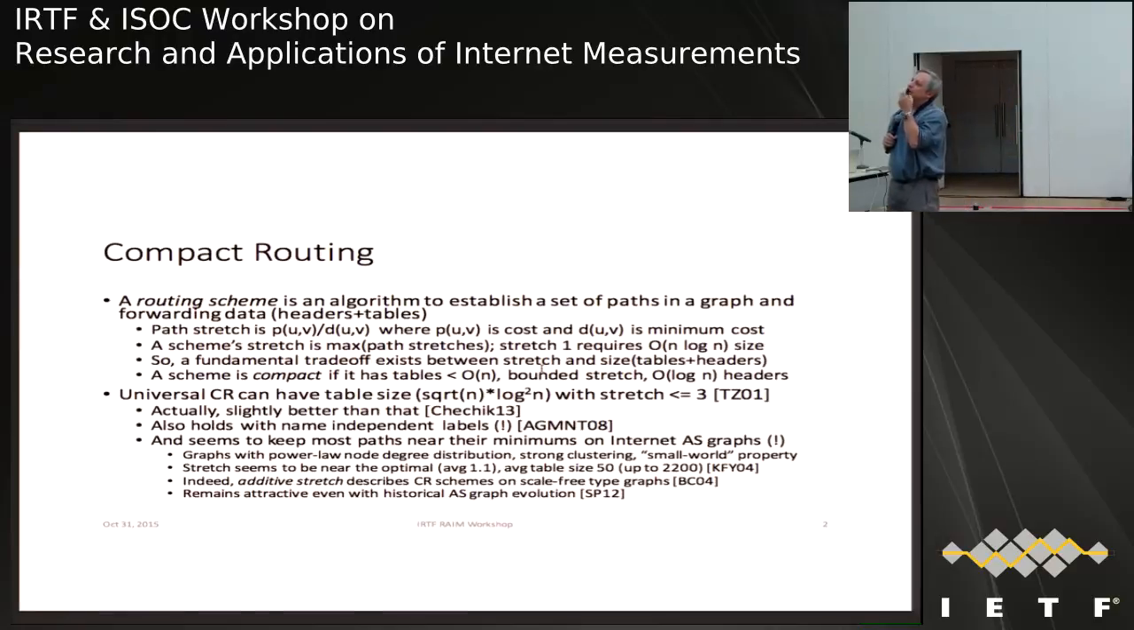So all of that says a scheme is compact if it has tables that grow sublinearly in the size of the number of nodes, has bounded stretch, which is this ratio of the route taken divided by the optimal path, and log n header size. A universal compact routing scheme is one that covers any graph. So this gives us the square root result, which is square root of n with stretch below 3. This is a result from 2001. And there's some other follow-up work. The most interesting thing is you can label the nodes any way you want. They don't have to be labeled according to the topology, which is a sort of a meme here, and you still get the same results.